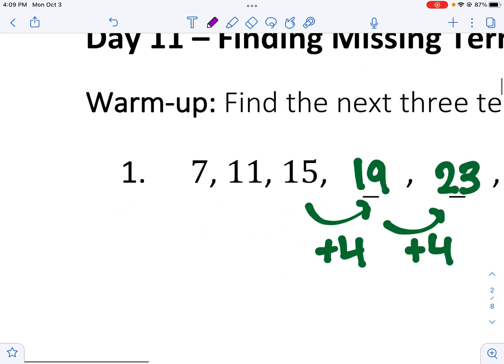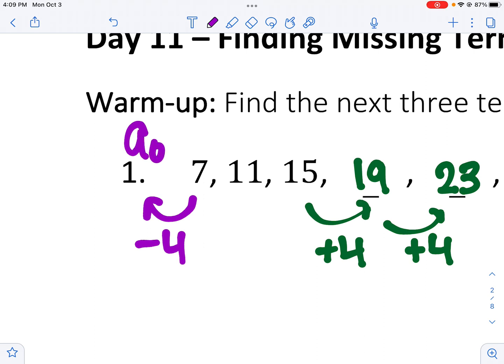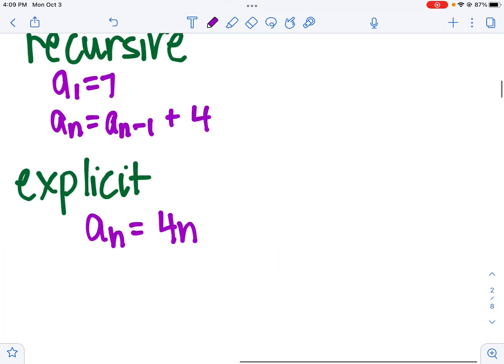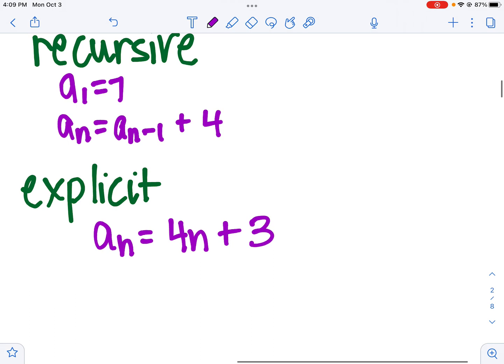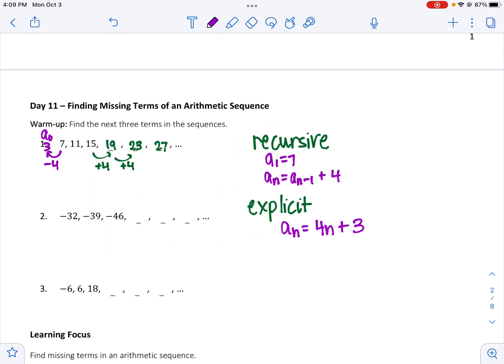We would need the 0 term, so instead of add 4, you would subtract 4. So the 0 term would be 3. So we could say plus 3. And then you could check your work by plugging in.